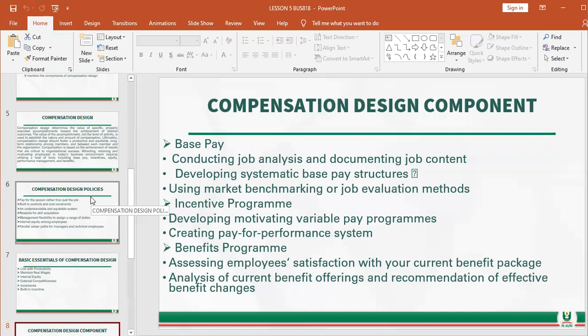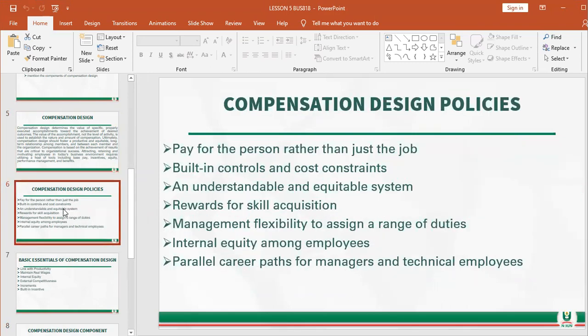You understand, designing a base pay structure in terms of incentive, in terms of base pay, and so many other benefits in an organization. We also talked about the different compensation design policies: pay for the person rather than just the job, built-in controls and cost constraints, understandable and equitable system, rewards for skills acquisition, management flexibility to assign a range of duties, internal equity among employees, and lastly, parallel career paths for managers and technical.